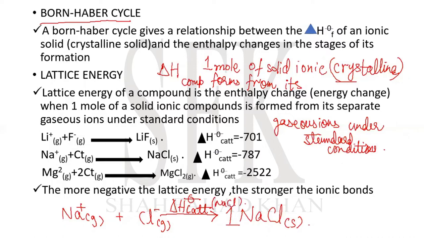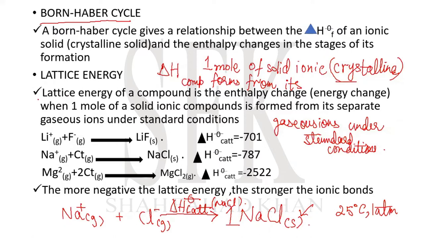Okay, so now what is lattice energy? The enthalpy change when 1 mole of a solid ionic crystalline compound is formed from its gaseous ions under standard conditions. The standard conditions stay the same, 25 degrees Celsius, 1 atmospheric pressure. Then the enthalpy change is called the lattice energy of that compound.